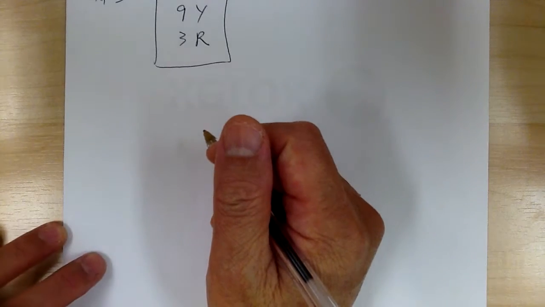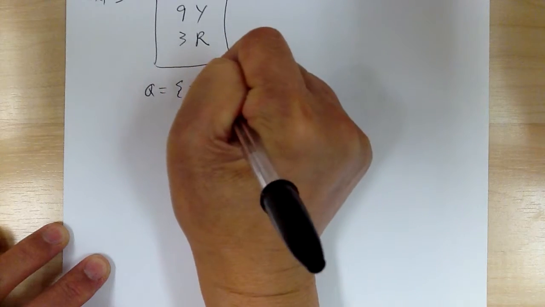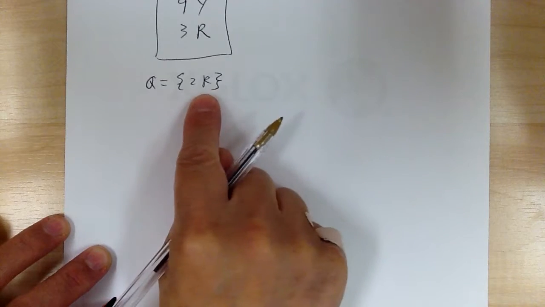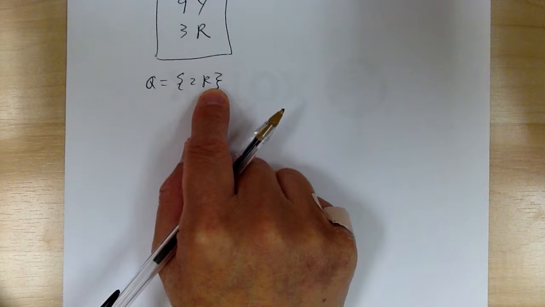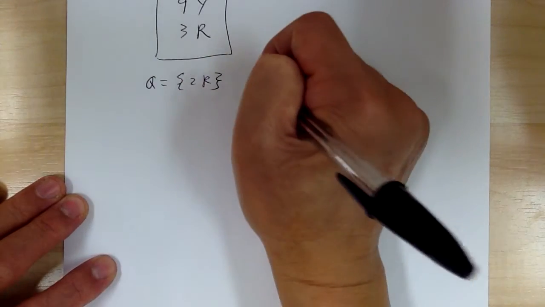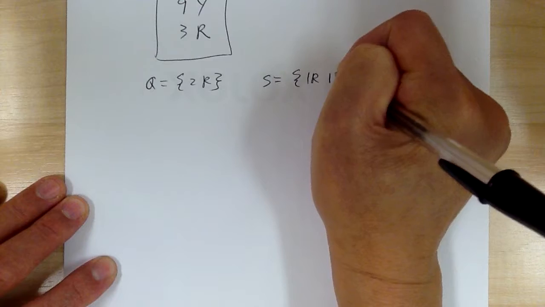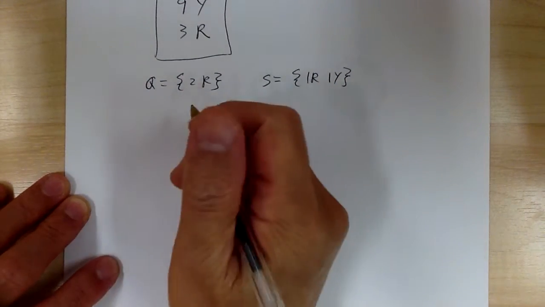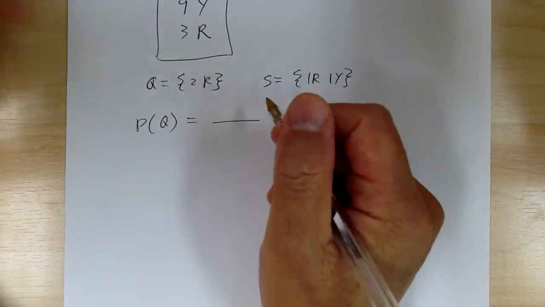Okay, so Q is both will be red. So Q is 2 red. Another way of describing it is doing this, so you don't have to list them. So Q is 2 red, and S is one would be yellow and the other one would be red. So S is 1 red, 1 yellow. So remember the key is to figure out your event. So the probability of Q is equal to event over sample space. Event is what you want.